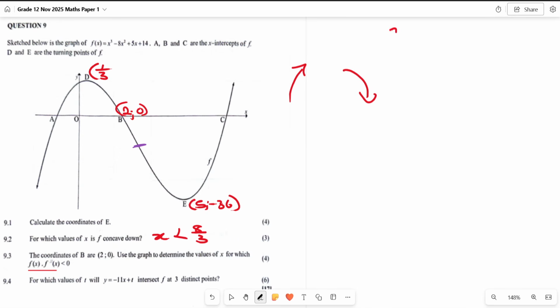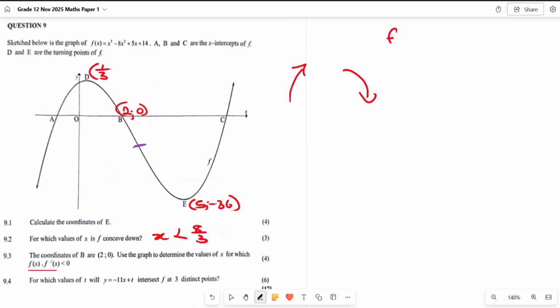We need to understand what the derivative is first. The derivative gives us the gradient at any point. Now the derivative of the derivative. The derivative of this one here is a parabola, right? And the derivative of a parabola is going to be a straight line. So we need to know when a straight line is decreasing and our graph is increasing. That is what we're going to find out.